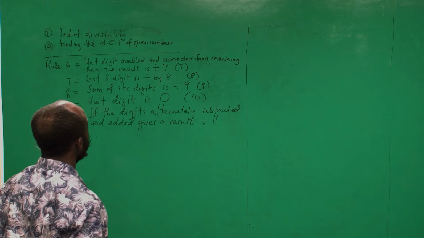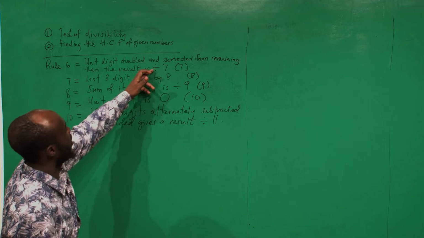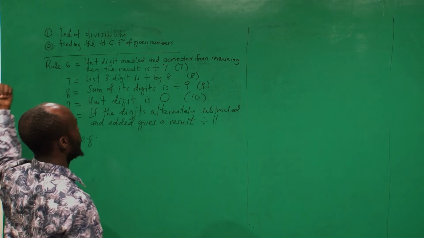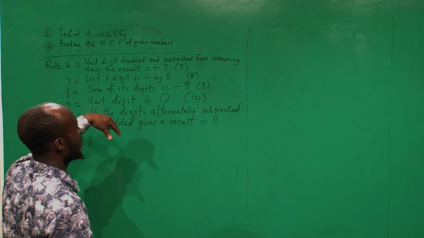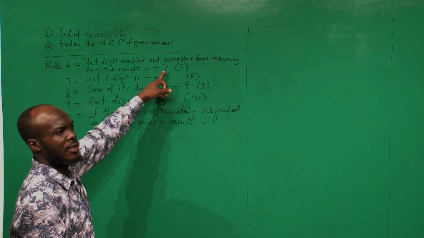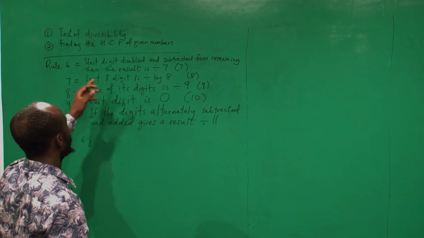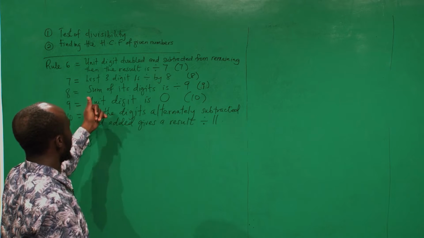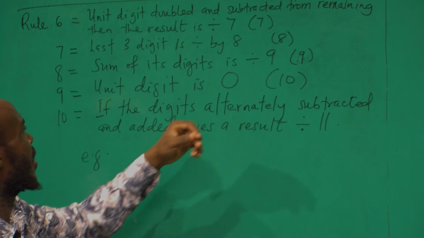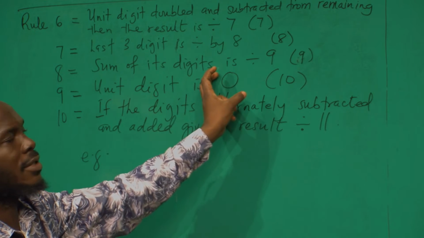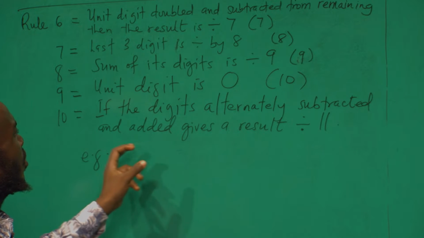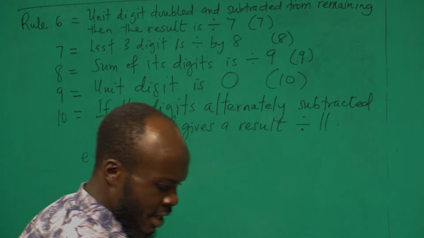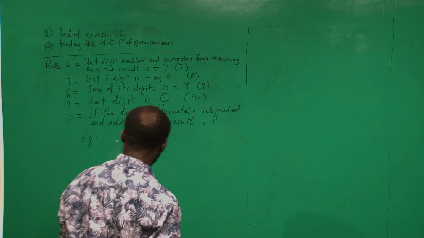Of test of divisibility. So they are saying that with 7, the unit digit is doubled and subtracted from the remaining digits. And if the answer is divisible by 7, then 7 can divide. For 8, the last 3 digits are divided by 8. And for 9, if the sum of its digits is divided by 9. And for 10, when the last digit is 0. And for 11, when the digits are alternately subtracted and added, and the result is divisible by 11. So let's take an example.